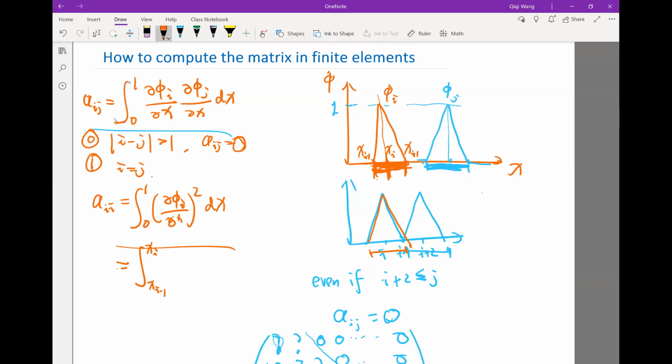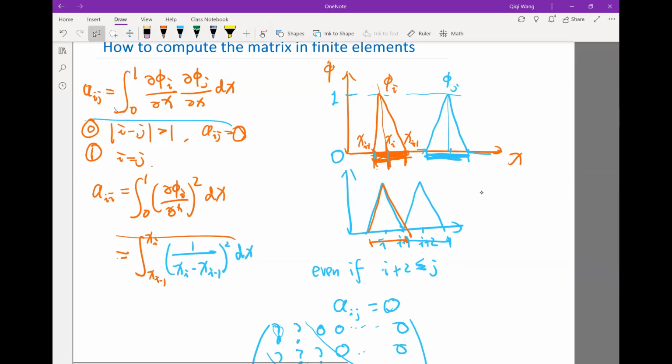Just to look at this function, it goes from 0 to 1 over a region of this width linearly. What is the derivative? 1 over xi minus xi minus 1. Yes, 1 over the size of this element, right? And I need to square it dx.